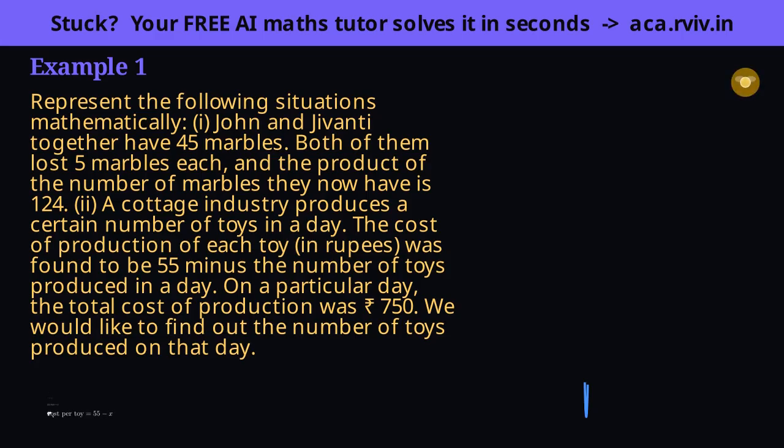Total money spent is simply the number of toys times the cost of each toy. Count times price is always total. That equals the given 750, so x times 55 minus x equals 750. Multiply out, and again move everything to one side so it reads as something equals 0. Flipping signs to keep x squared positive, we land on our second standard form quadratic.